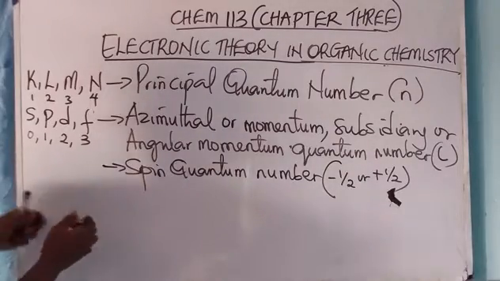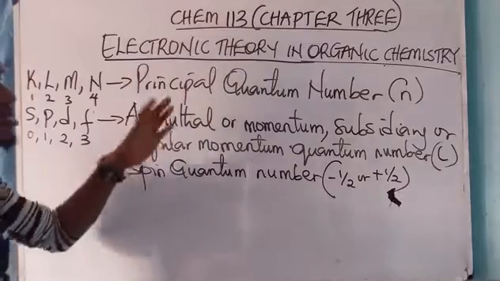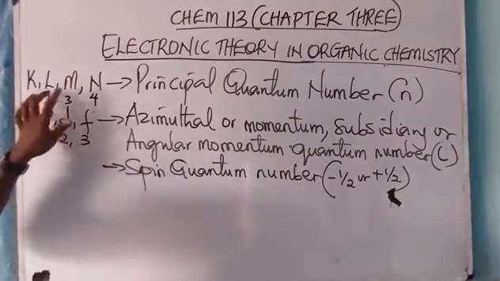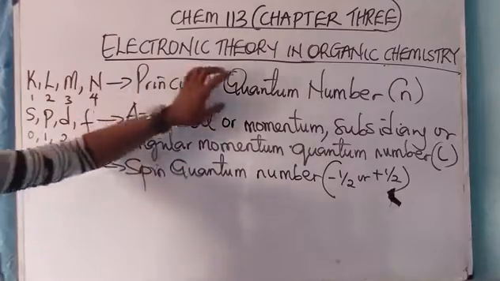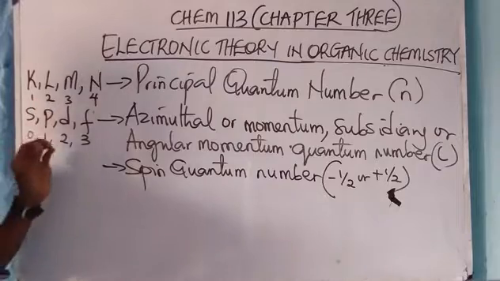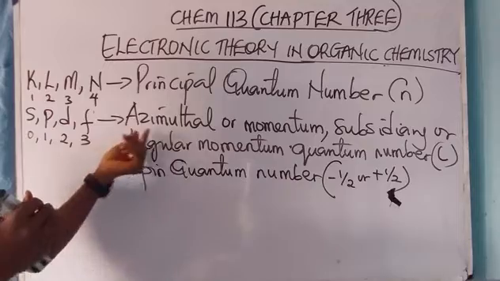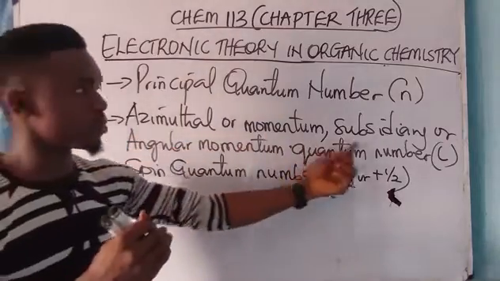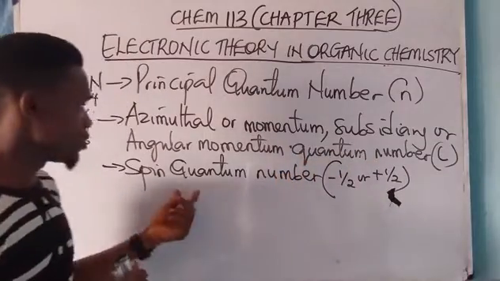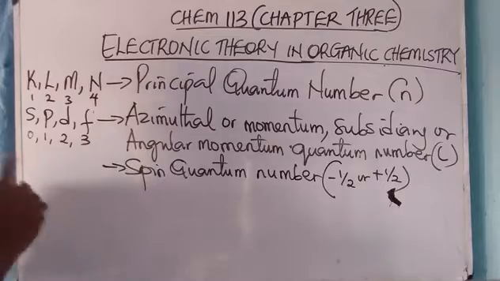We now have the last one, called the magnetic quantum number. So these are the 4 types of quantum number that we have. Do not forget, the KLMN are the principal quantum number, and they start ranging from 1, while the SPDF, which are the subshells or the orbitals, are the azimuthal or momentum or subsidiary or angular momentum quantum number, the spin quantum number, and the magnetic quantum number. Good.